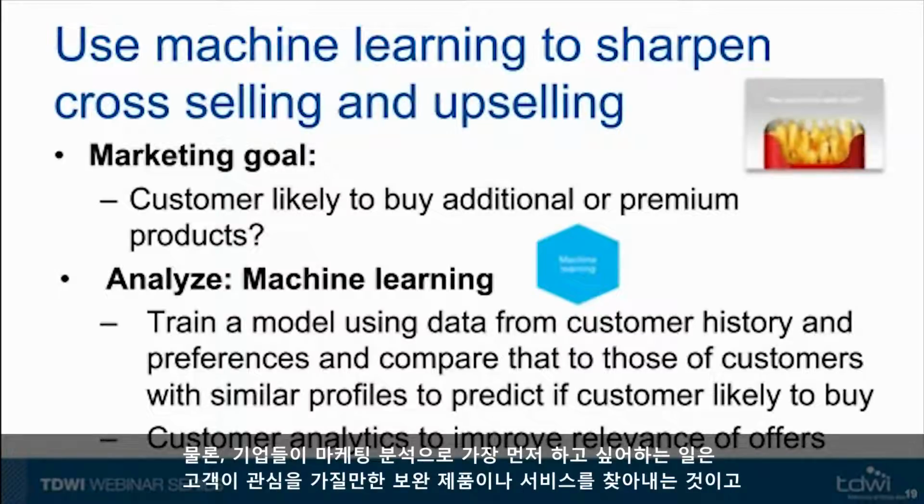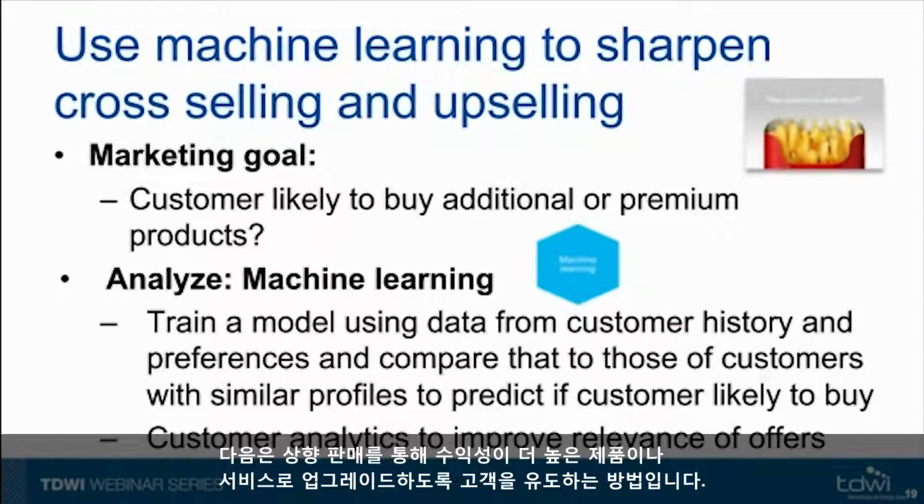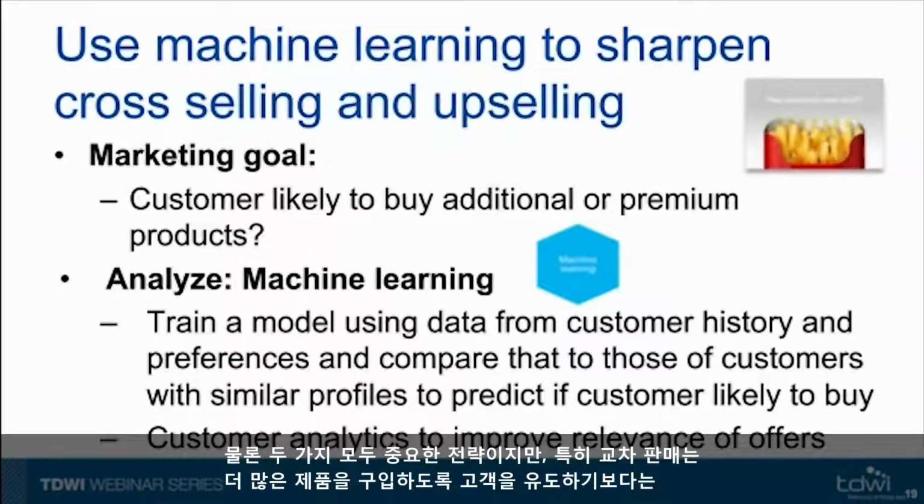And of course, these are probably some of the first things that organizations want to do with marketing analytics: how they can figure out what are complementary products or services that a customer would be interested in. And then with upselling, how do you get the customer to upgrade or move up to more profitable products and services? Both of these are critical strategies.